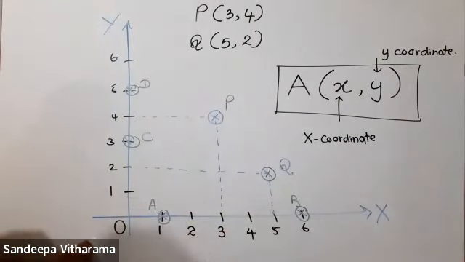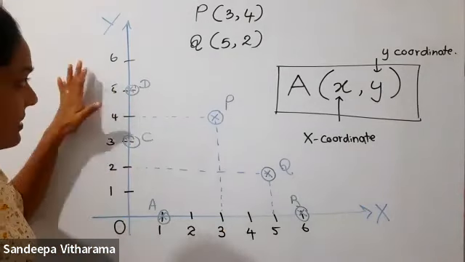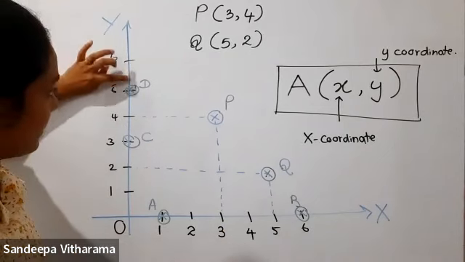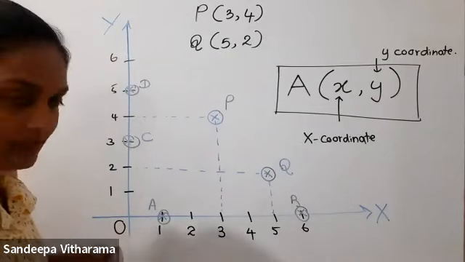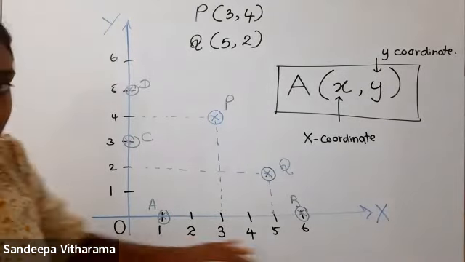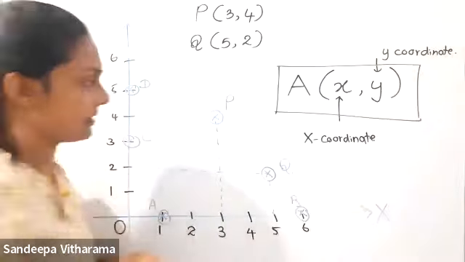When you write the coordinates of a point which lies on the y-axis, only the y-coordinate is there. The x-coordinate is 0.